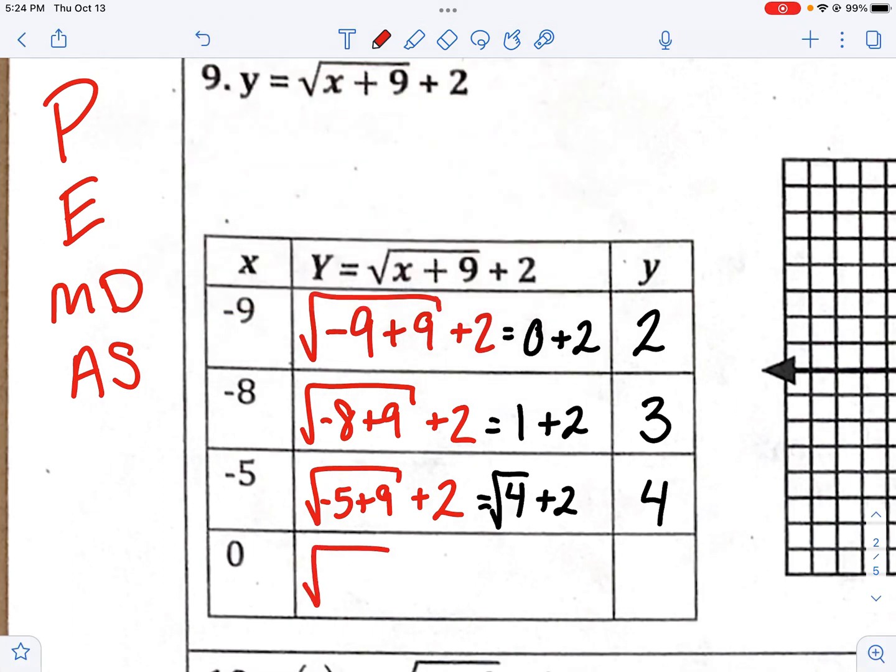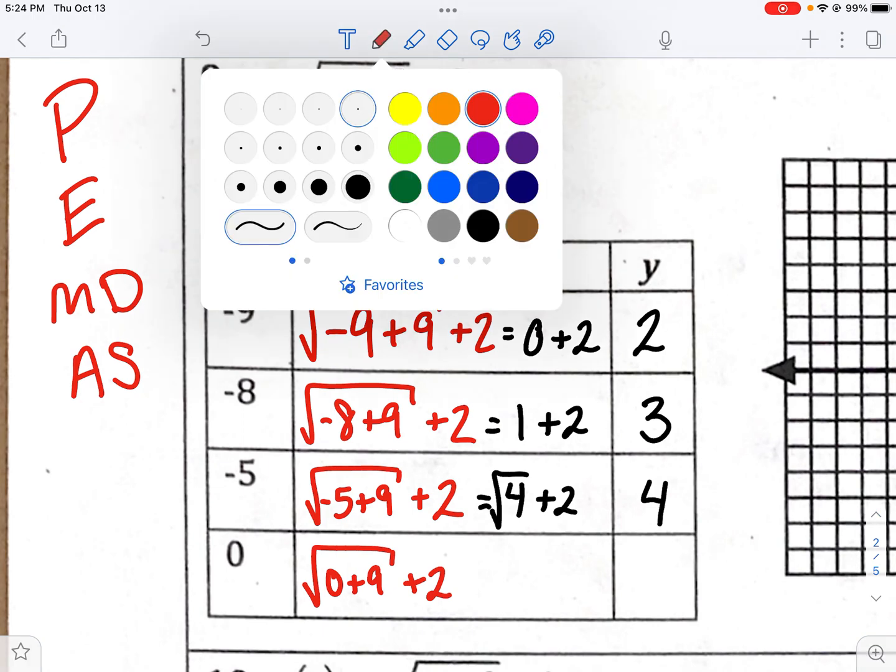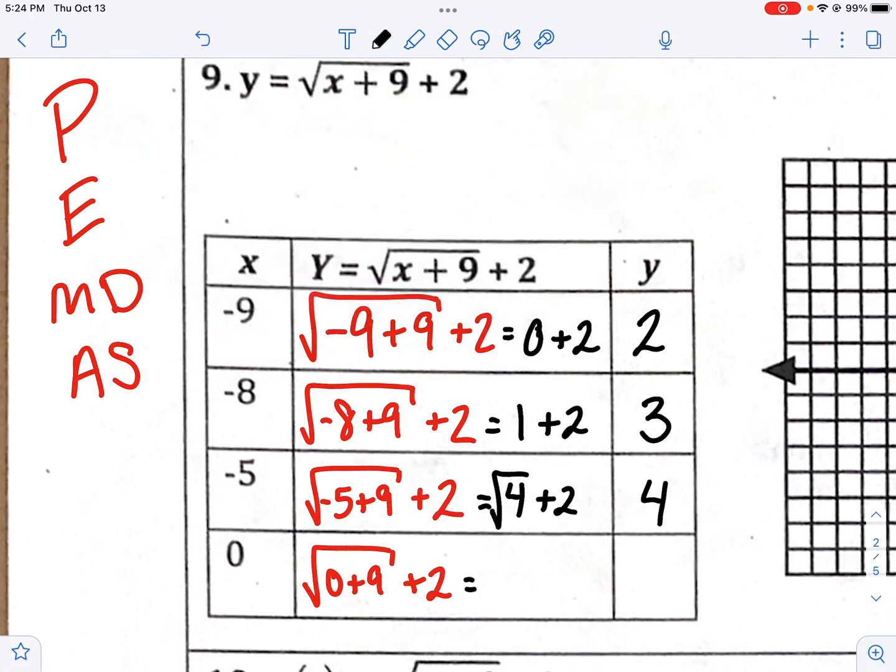And then the very last one, 0 plus 9 plus 2, you have to remember to take that square root of 9, which is 3 plus 2, and that gets you 5.